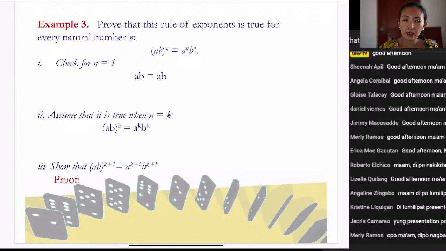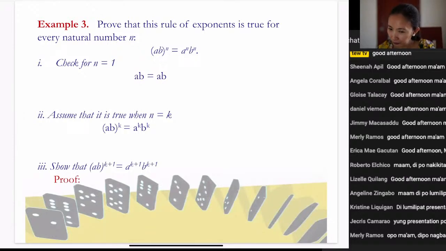Prove that this law of exponent or rule of exponent is true for every natural number n. Your natural numbers are 1 to infinity. That the quantity ab raised to n is equal to a raised to n, b raised to n. So we go through the 3 steps. A raised to k. Ano yun? A raised to k.